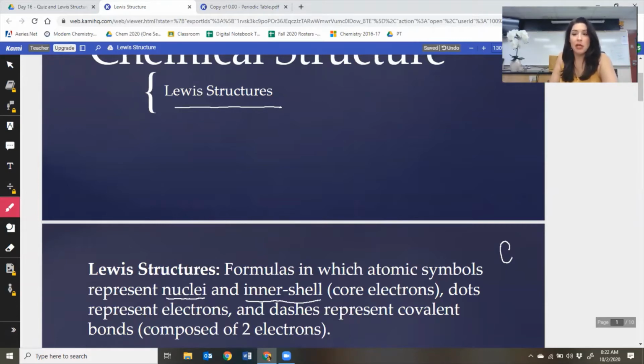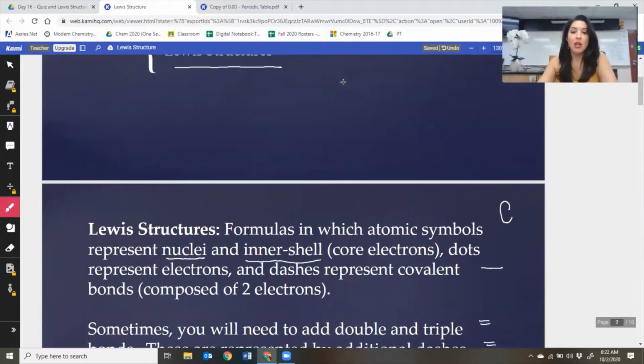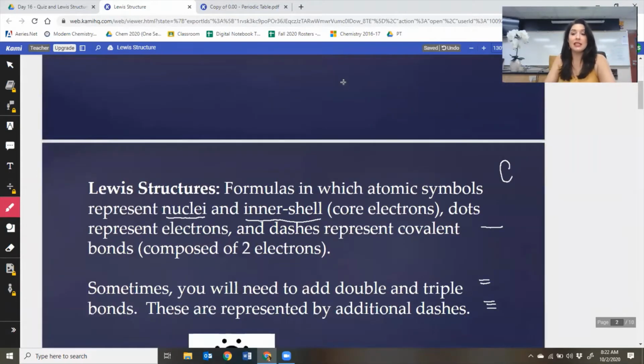So a single bond may look like a dash, like this. There may be instances where we need to add double and triple bonds, and so you will simply add more dashes. A double bond is represented by 2 dashes, a triple bond by 3 dashes. And all the electrons are represented by little dots like this.